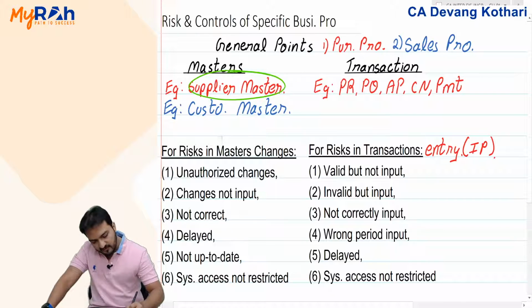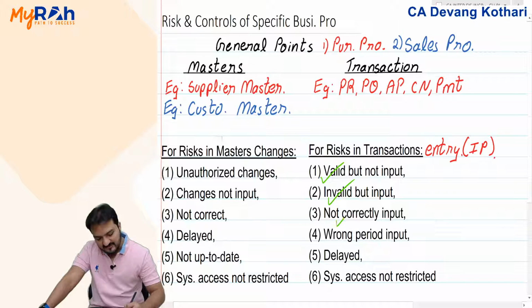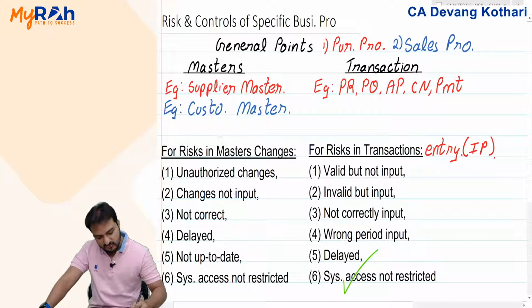While similarly, risk in transaction entry. Well, valid transaction is not input, invalid transaction is input, that is a risk. Transaction not correctly input is a risk. Transaction input in wrong period is a risk. Transaction is delayed is a risk. And access to the transaction is not restricted to authorized people is also a risk. These are the risks involved with transaction.